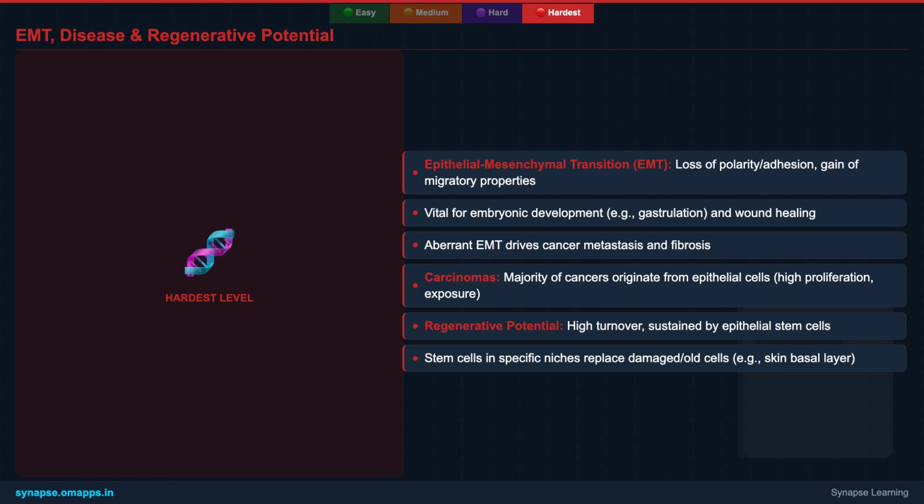to repair damaged tissue. However, EMT also plays a sinister role in cancer, enabling epithelial cancer cells to become invasive and metastasize, spreading to new sites. Understanding EMT is therefore critical for both developmental biology and cancer research. Furthermore, the high regenerative capacity of epithelial tissues is sustained by specialized stem cell populations, such as those in the basal layer of the skin or intestinal crypts, ensuring continuous renewal and repair throughout life.